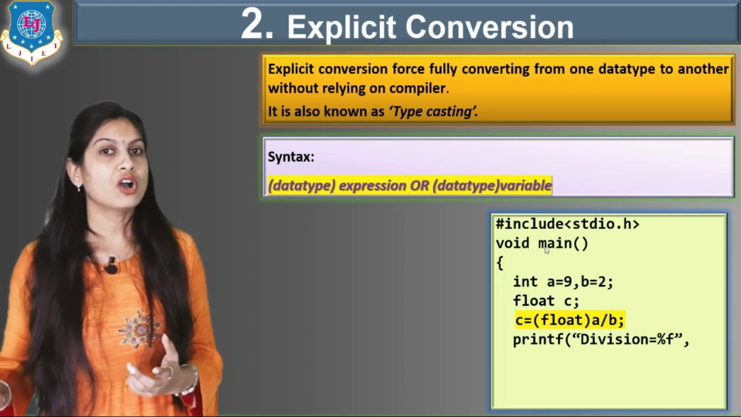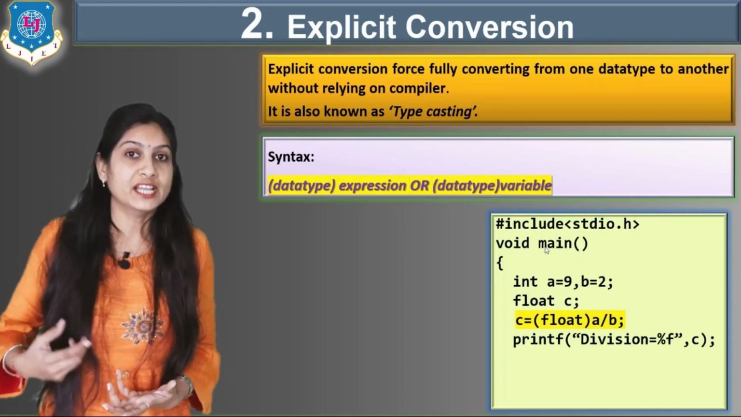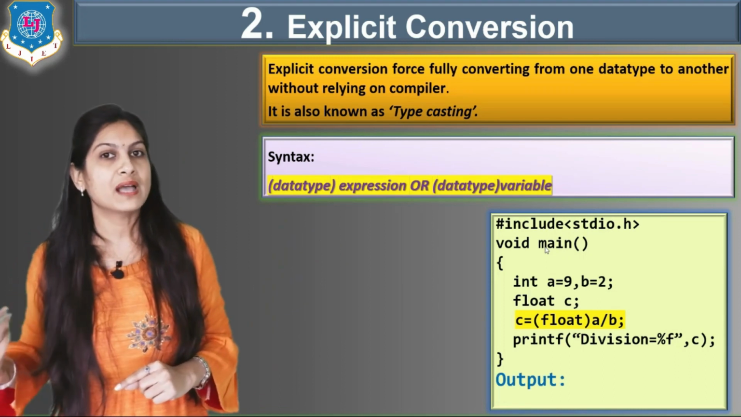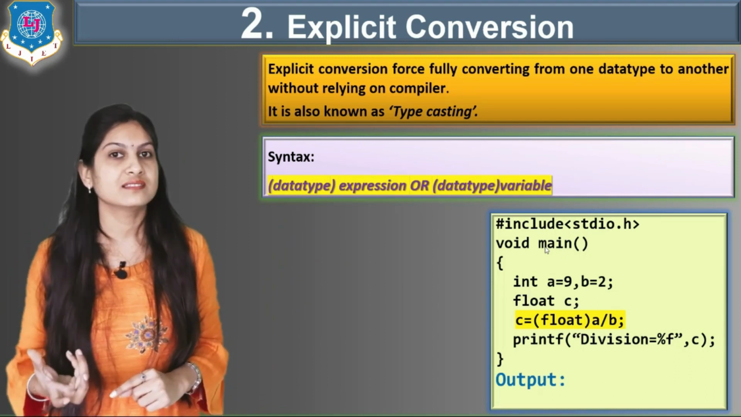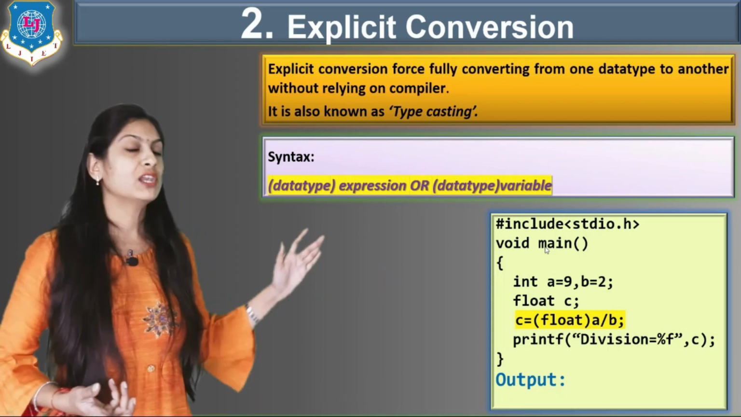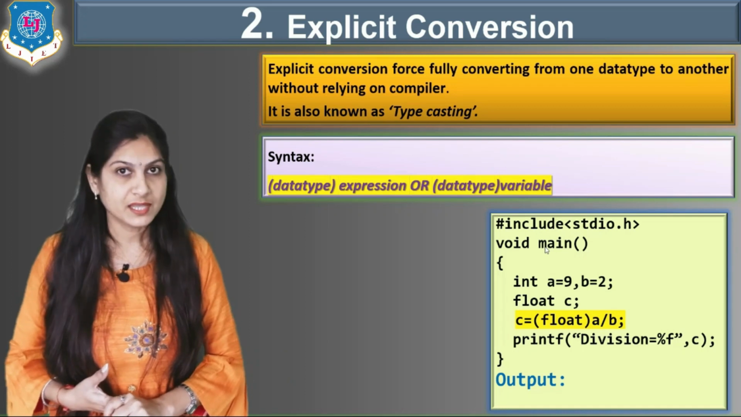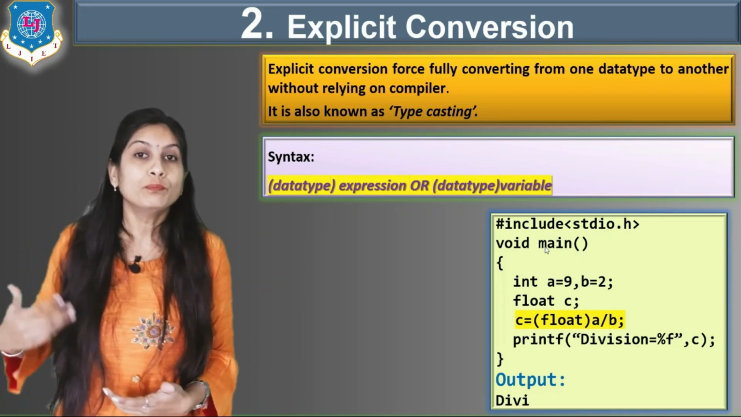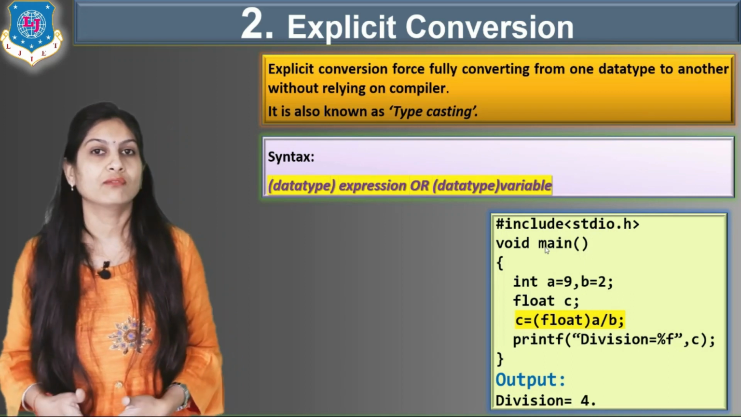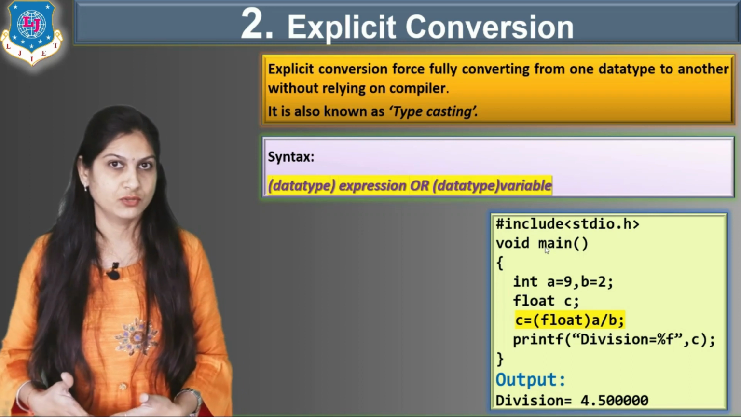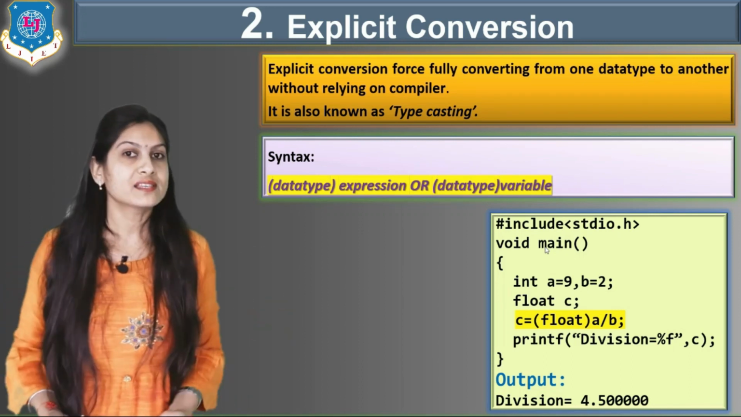And what is the meaning of it? It is forcefully done. So a is now converted into float, and float divided by integer, obviously the answer is a float, that is 4.5. And that value will be assigned to the variable c because c is also float type. So in this case our output is now: the division equals 4.500000. Clear? So this is the correct output.